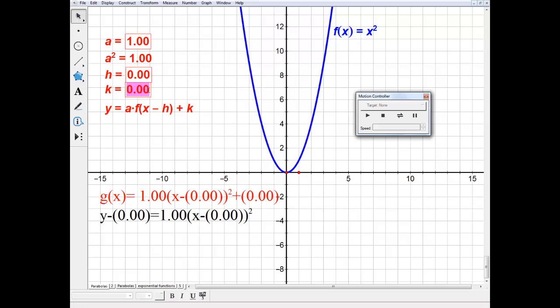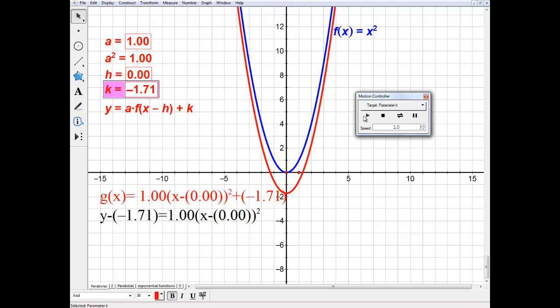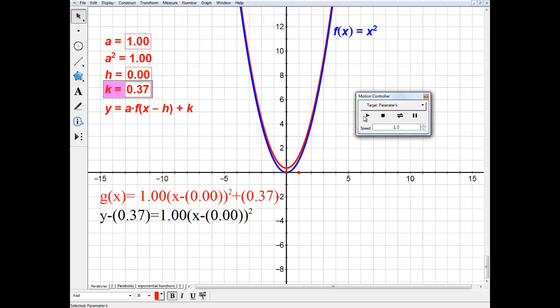All right, here is our k value. Let's make that a 3. Oh, look, it went up 3. What if I make it negative 3? Then it's going down 3. So now let's make the parameter move so you can see how the k value makes the graph shift up or down depending on what k value you have.